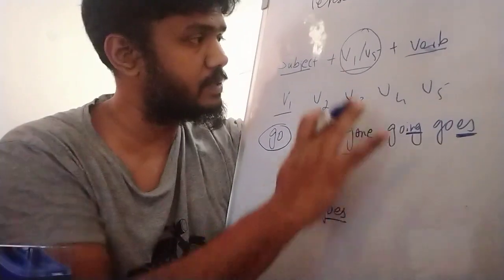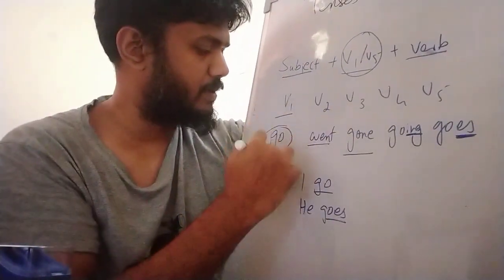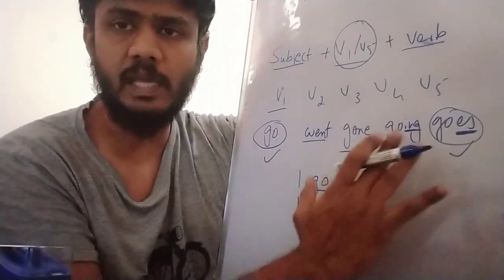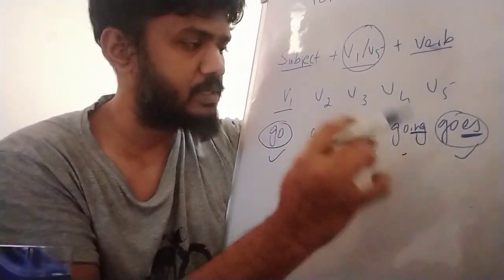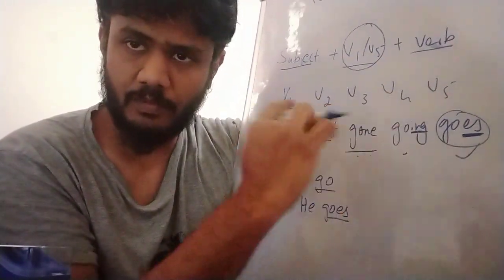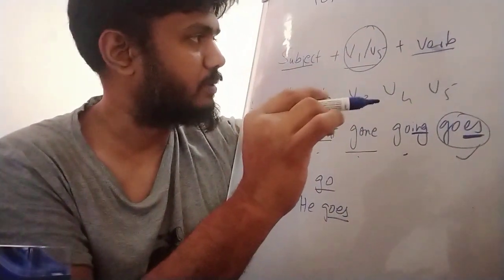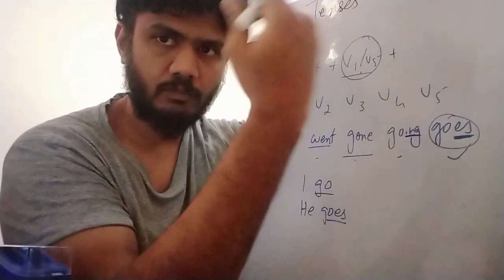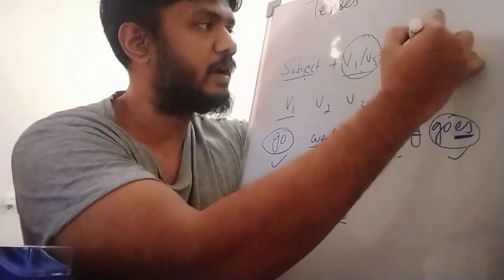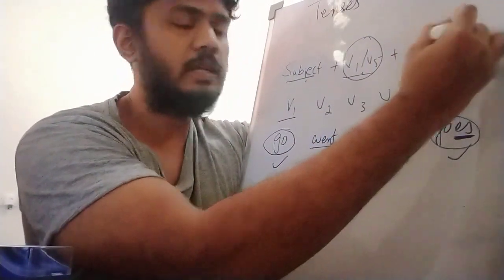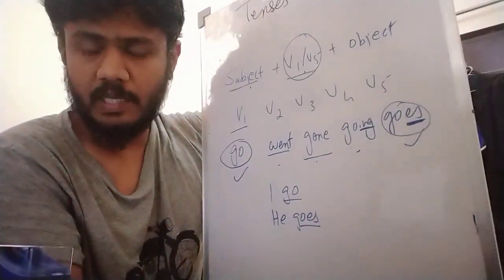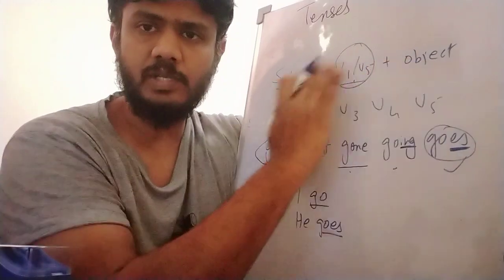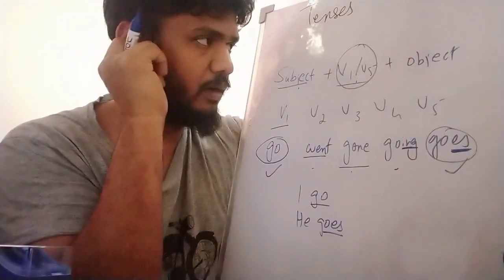So in the simple present, you would only use either this or this. Only V1 or V5. You can't use any of these other ones. So if you're using these ones, that's not simple present. Okay, so subject plus V1 or V5 plus object if required. You may not always have an object, you may have a complement, or maybe several different things, but this is the basic structure: subject plus V1 plus object.